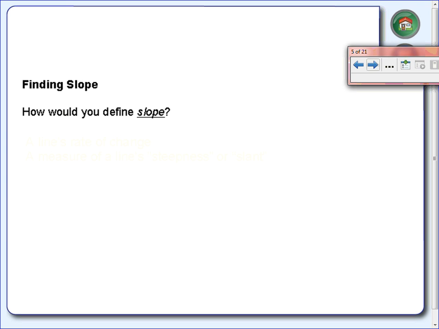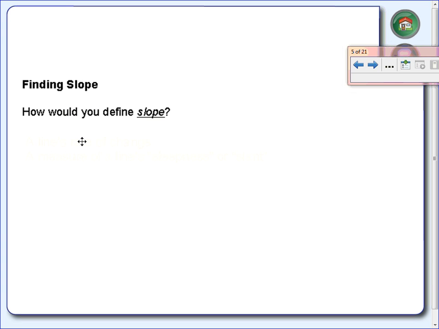Finding slope. First of all, what the heck is slope? What do y'all remember about slope in Algebra 1? What did they tell you slope was? Rate of change. That's one thing. What else do you know about slope? Algebra was so long ago. Somebody said rise over run? I didn't hear that.